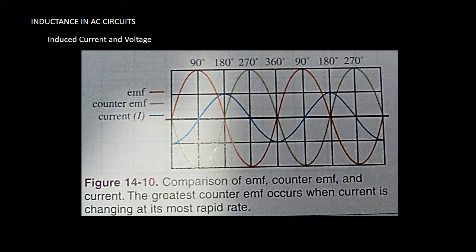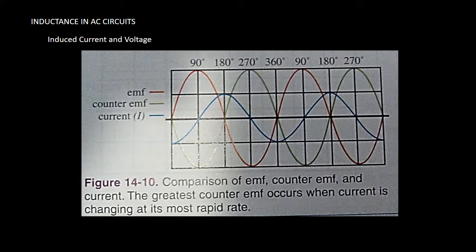This counter EMF opposes change, and the greatest counter EMF is induced when the current change is at a maximum. See figure 14-10 on your screen. The greatest rate of change of current is at 90 degrees and 270 degrees. At these points, the applied voltage must be at a maximum. The induced voltage is also at a maximum.